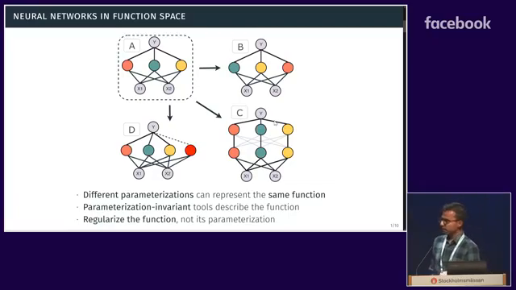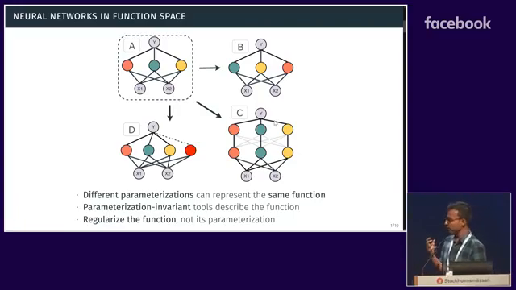So let's consider the neural network A, shown in the top right of the figure. So we can rewrite this neural network in several equivalent ways. So we can either permute the neurons in the layer, or we can add an identity layer, or we can add a redundant neuron. So all of these are different parameterizations of the same underlying function.